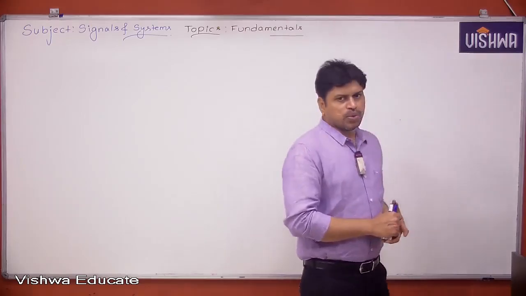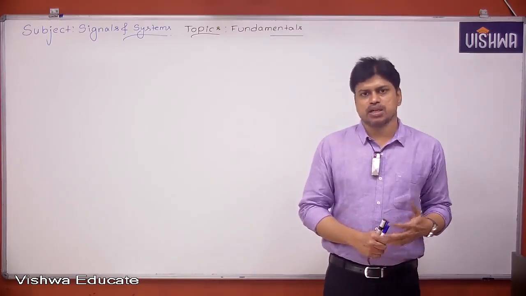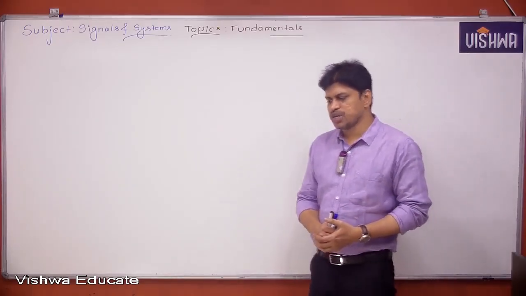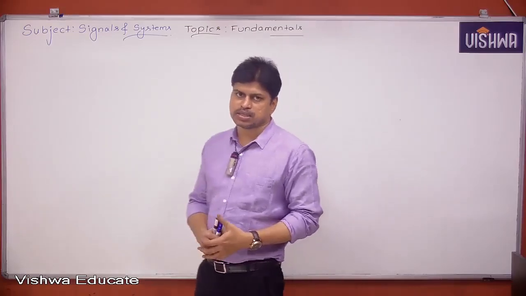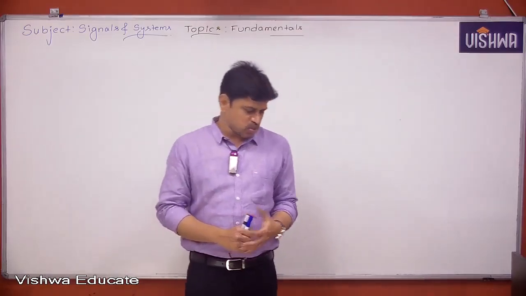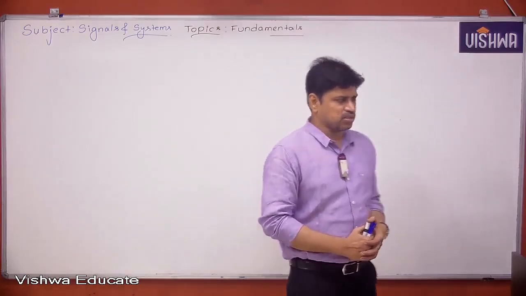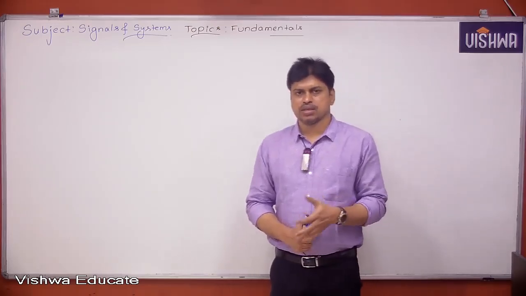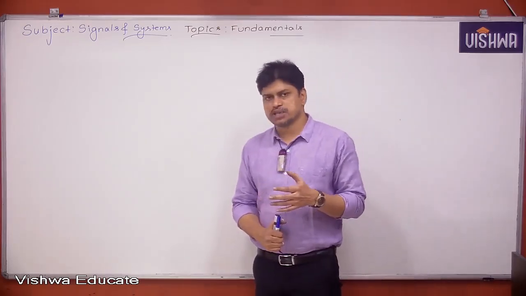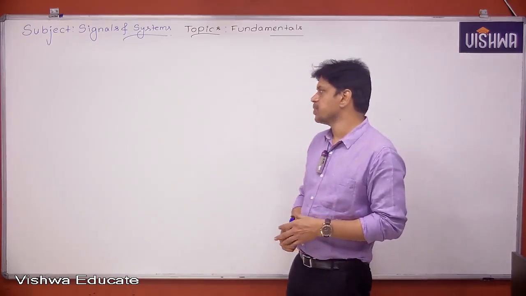So till now we have seen what you mean by continuous time signal, what you mean by discrete time signal, and we have seen what is an analog signal, what is a digital signal. Analog, digital, these things are not much important for us. Let's go with continuous time and discrete time signals again.